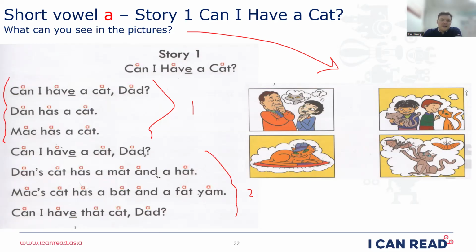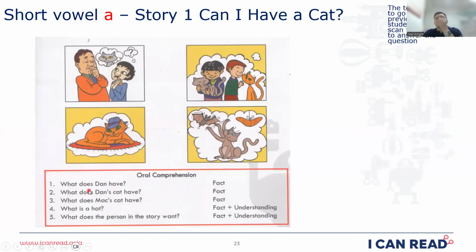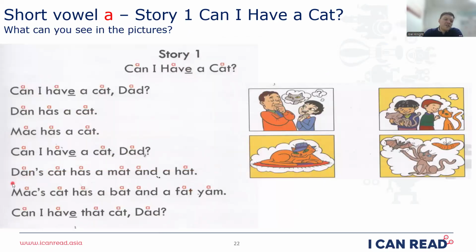The next point, we have the questions. What does Dan have? What does Mac have? Etc. Sometimes students don't know how to do the questions, so you can kind of lead them into the answers. Because the students don't have the books, you might have to go back, ask them the question, what does Mac's cat have? Then you can go back and help them to skim and scan for the answer. Mac's cat has a bat and a fat yam.